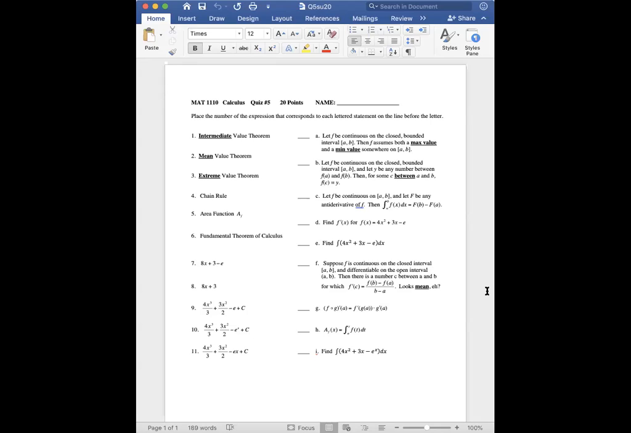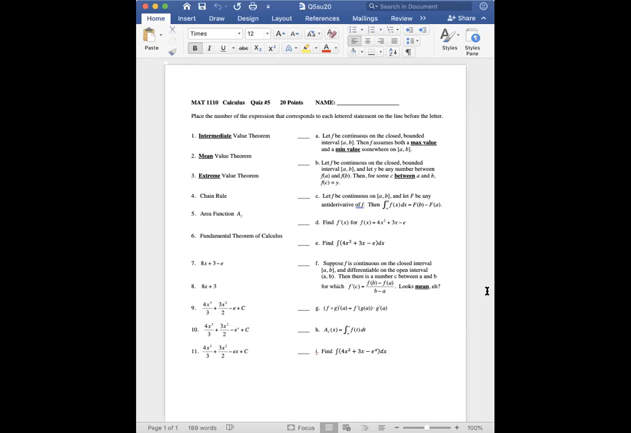Let f be continuous on a closed bounded interval [a, b] and let y be any number in between. Then for some c between a and b, the function equals y. So there, it's saying that the function takes on that value somewhere on that interval. If it's continuous on that interval, it's got to. That is what the intermediate value theorem is saying. That betweenness matches that. So putting a 1 in front of the B would be the correct answer, okay?